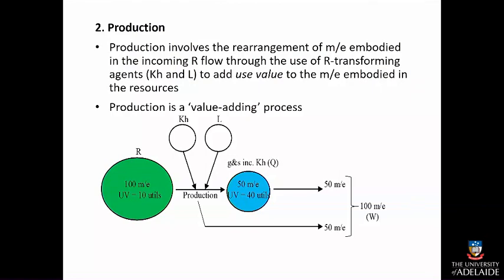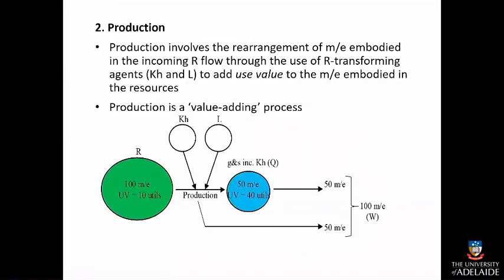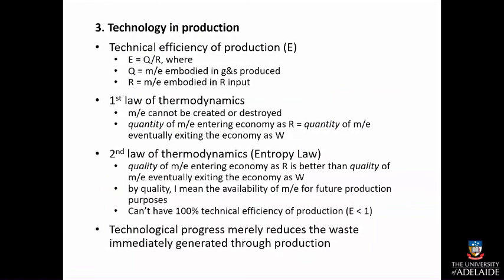So production is a value-adding process. We can talk in terms of the technical efficiency of production, E. E is basically equal to Q on R. So if I just go back here, I had Q, that's the quantity of goods and services, and R, of course, is resource input. And you can probably see there, the technical efficiency of production is 50%, right? Because 50% of the matter and energy embodied in the resources ended up embodied in the final goods and services, and the other 50% was immediate waste, because ultimately it's all waste.